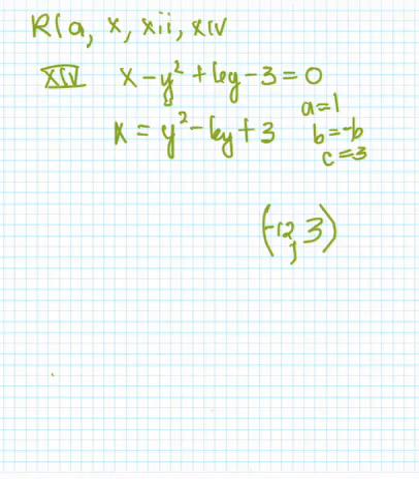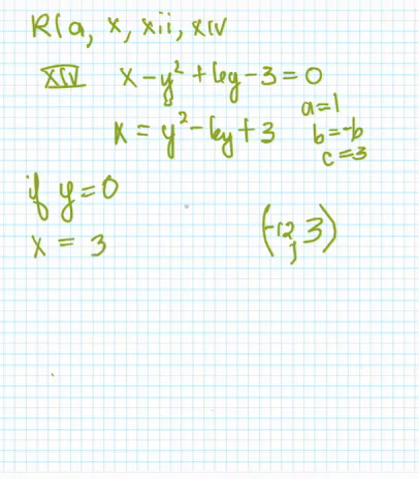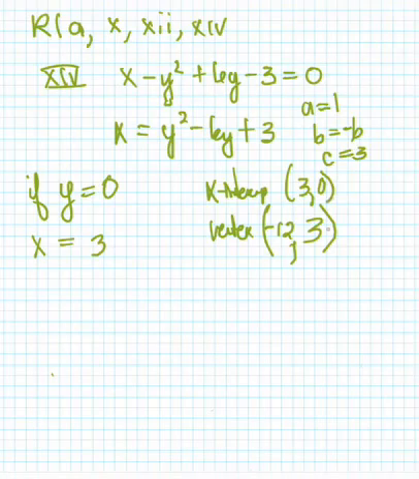All right, now let's find the x-intercept. Looks like the x-intercept is going to be where y is 0, right? So if y equals 0, what's going to happen? We're going to get x is equal to 0 squared minus 6 times 0 plus 3, so x is just going to be 3. So we can see that this is going to be the vertex. The x-intercept, where it crosses the x-axis, is going to be the point 3, 0 right here.